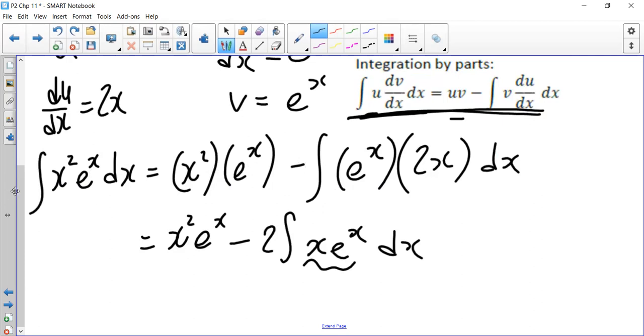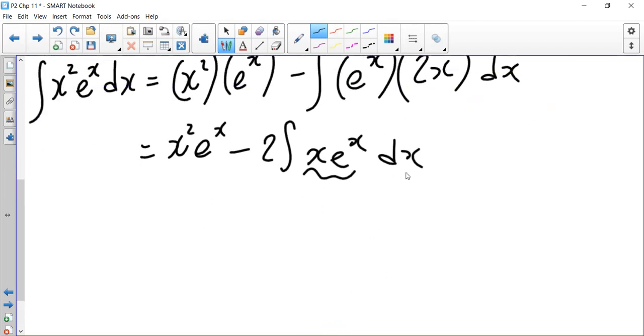Even though it is a little progress, from x squared e to the power of x to x e to the power of x, there's no square. So there is progress, okay? Even though it is as little as, you know, just small. So then we can do IBP again. Okay, so IBP again. So in here, I'll do IBP again.